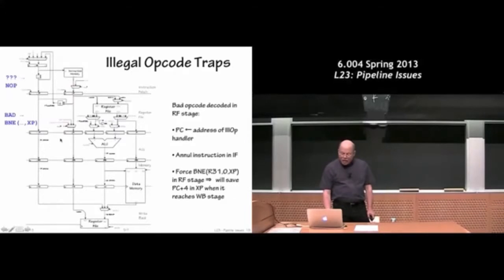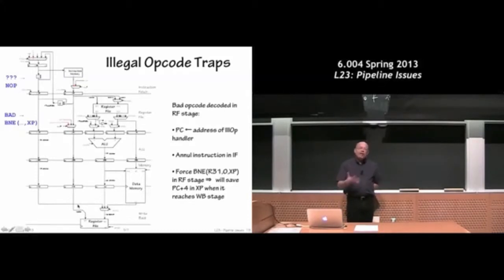So in fact, the multiplexer here is busy rewriting the instruction in the register file stage. We had one input here that rewrote it as a no-op. We also have a way of rewriting it as this magic BNE with the destination register of the XP. That's what this here is. And then when that makes its way down the pipeline, that'll capture the PC plus 4 value in the XP register, which is exactly what we did in our standard implementation, right?